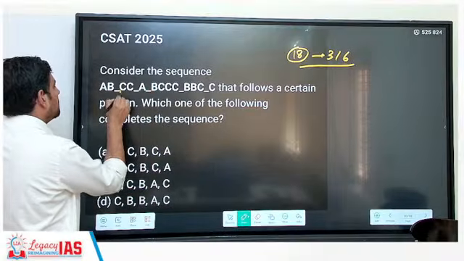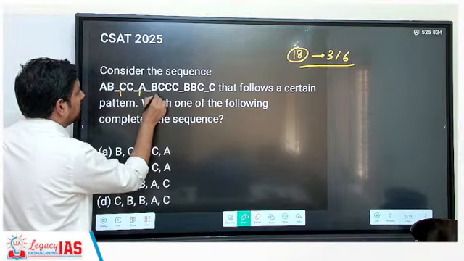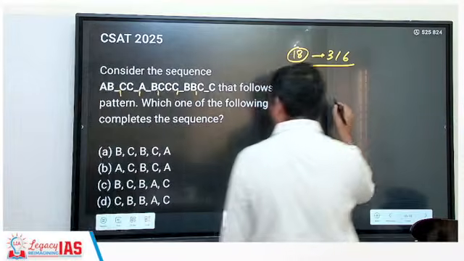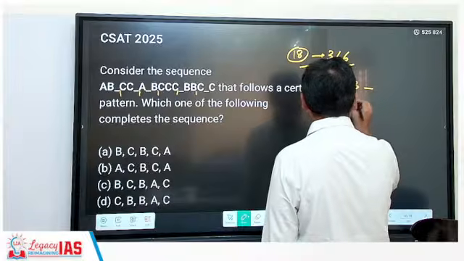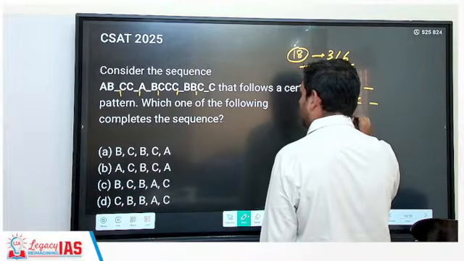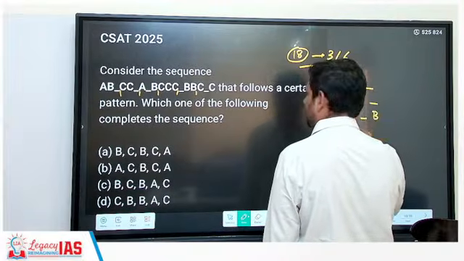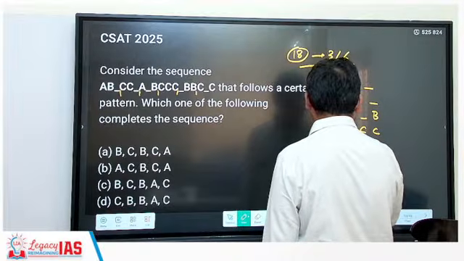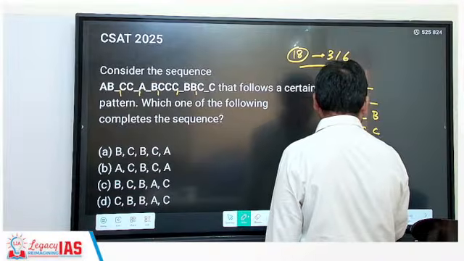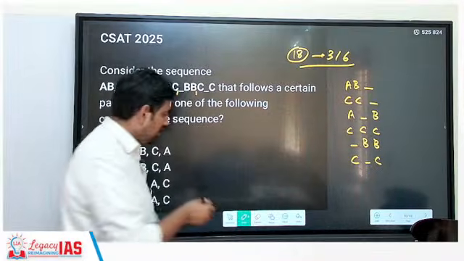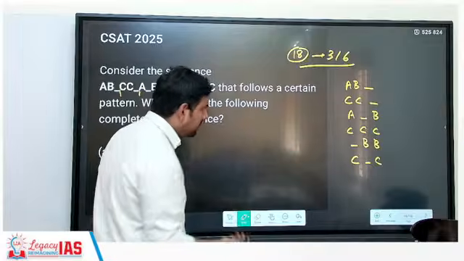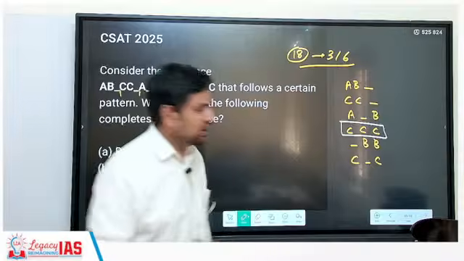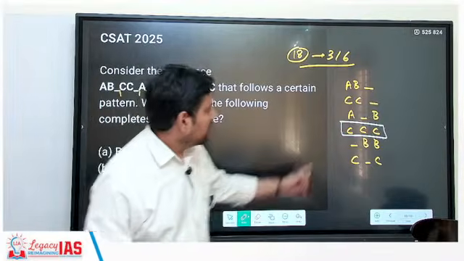So 1, 2, 3, repeated six times. Now let's write it. So it becomes A B dash C C dash A dash B, then C C C, then dash B B, then C dash C. This is the pattern. Now first thing is, if there is any complete set, you observe this. This is the best hint for you.